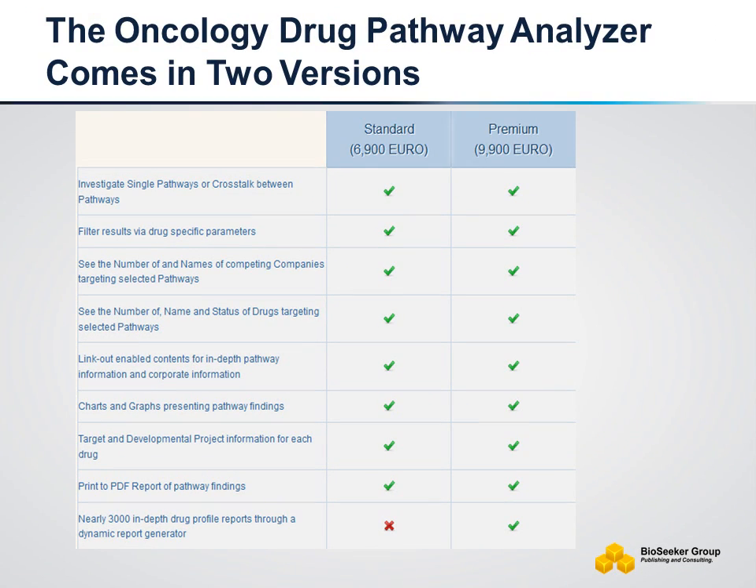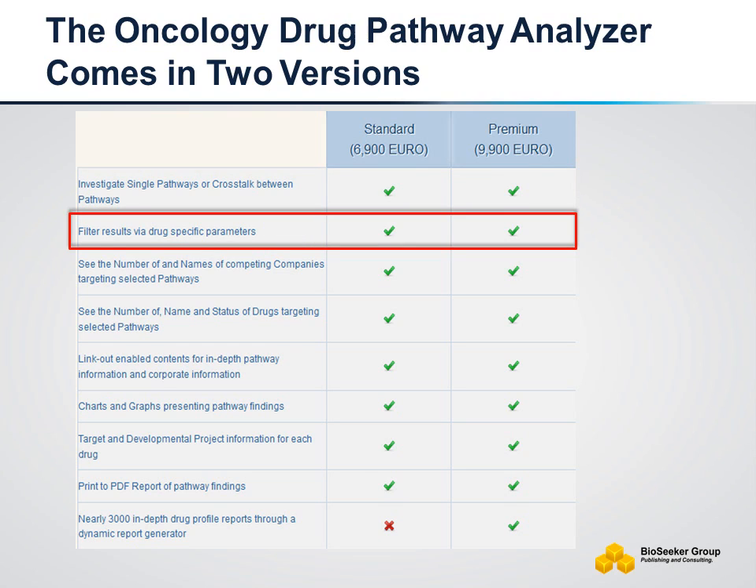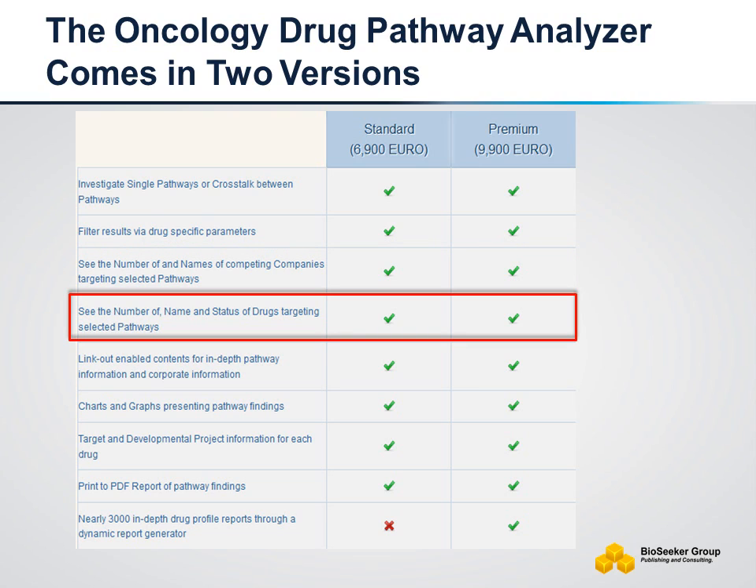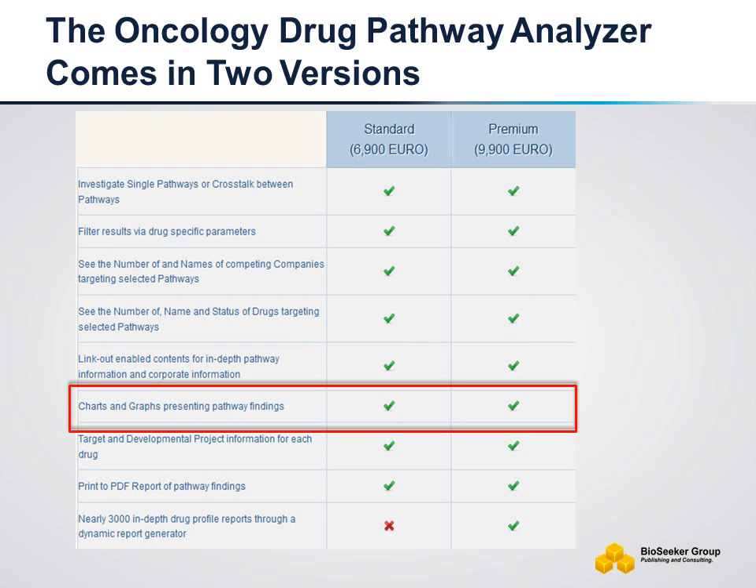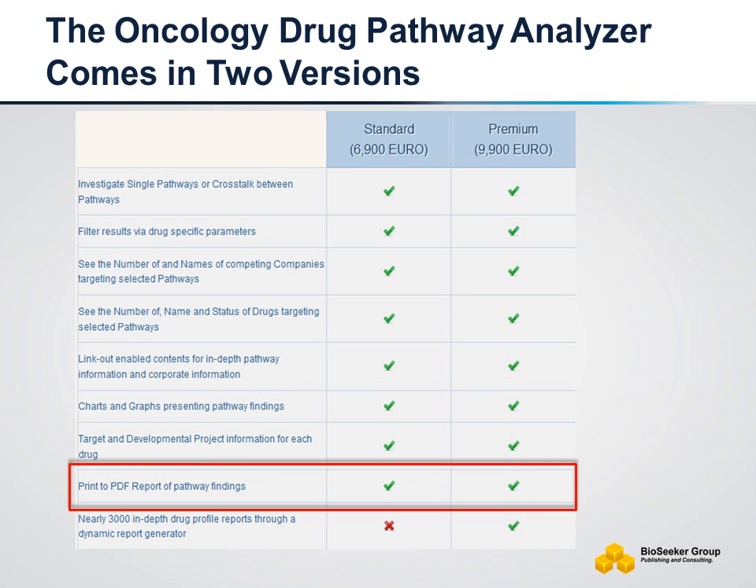The Oncology Drug Pathway Analyzer comes in two versions, Standard and Premium. The features which are held in common between the two versions include being able to investigate single pathways and crosstalk between pathways, to filter results via drug-specific parameters, to see the number and names of competing companies targeting selected pathways, see the number of, name and status of drugs targeting selected pathways, link out to enable content for in-depth pathway information and corporate information, charts and graphs presenting pathway findings, targets and developmental project information for each drug, and print a PDF report of pathway findings.